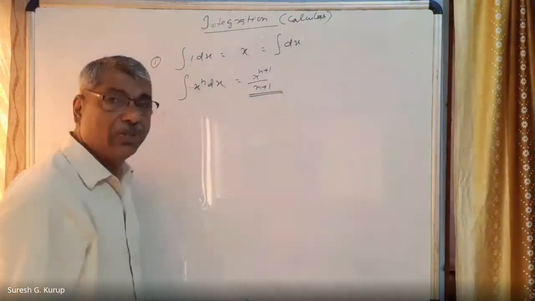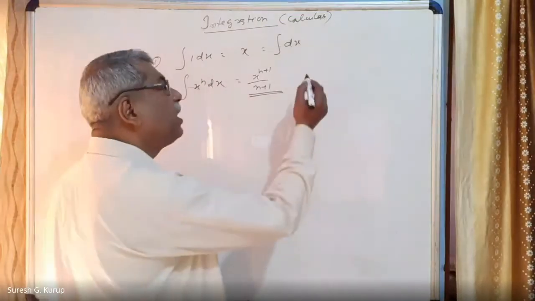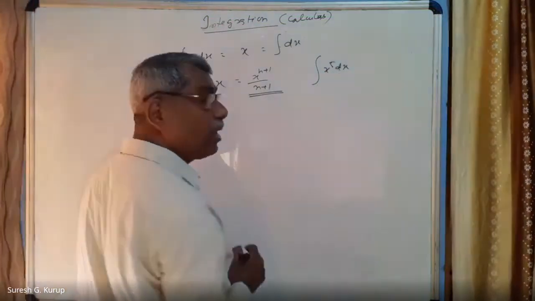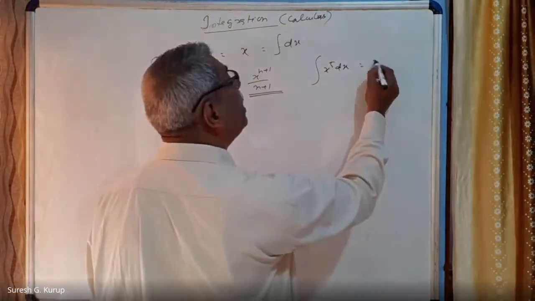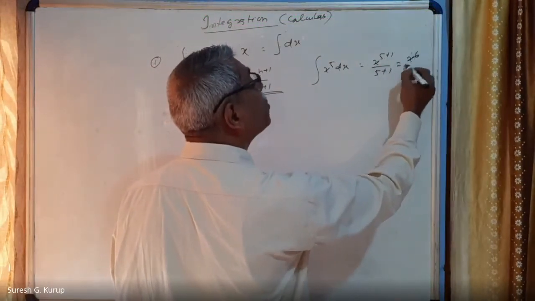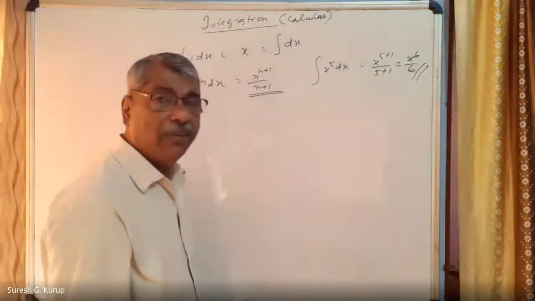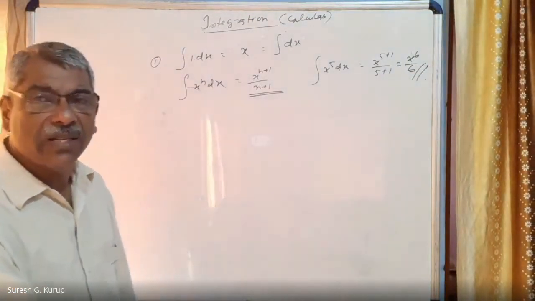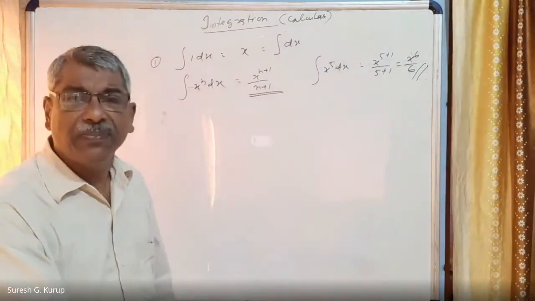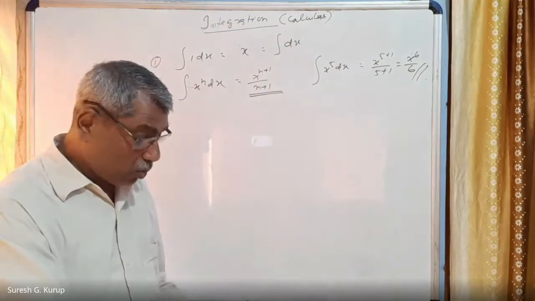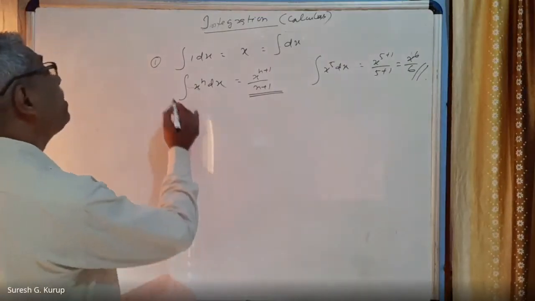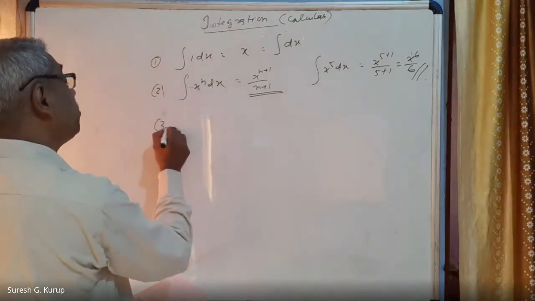Very, very important. For example, integral x raised to 5 dx is equal to what? x raised to 5 plus 1 divided by 5 plus 1, which is equal to x raised to 6 divided by 6. That is simple, right? This is integration, the simplest operation we need. We are not going into so much detail on this. Okay, this is 1, this is 2, and this is 3.